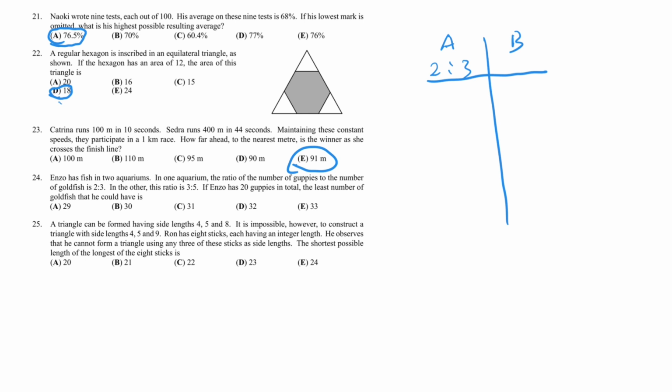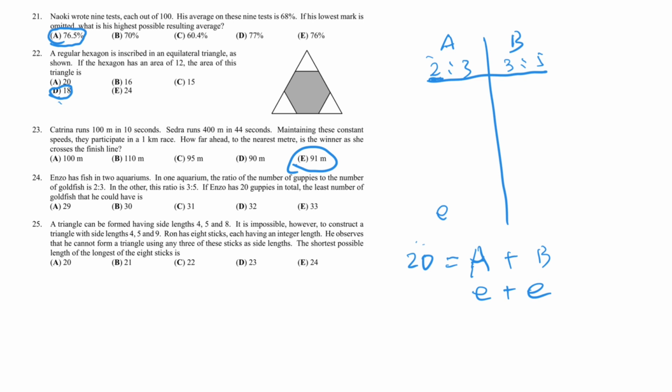In the B it is 3 to 5. So that's the two aquariums. Also in the A and the B, the total guppies is 20. Because in the A, the ratio is 2 to 3, that means the number of guppies in the A must be an even number. So in the A the guppies are even. The B must be even, because even plus even gives us even.